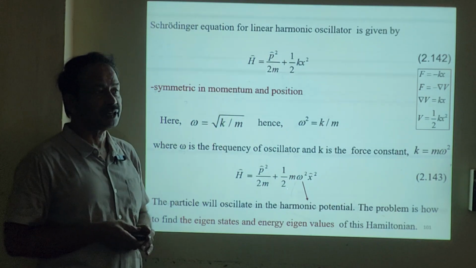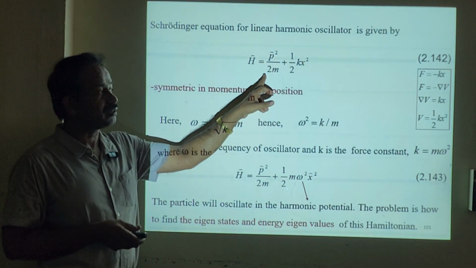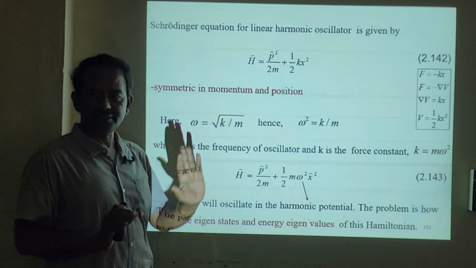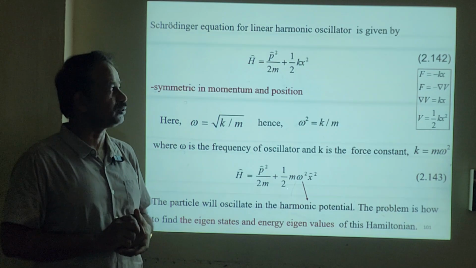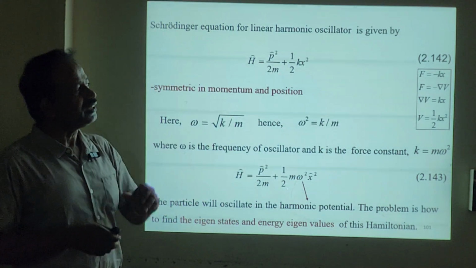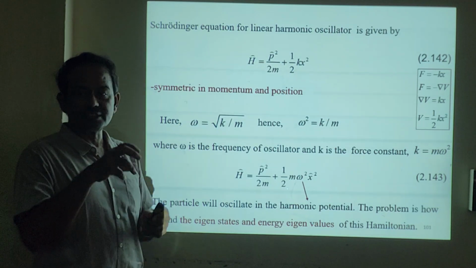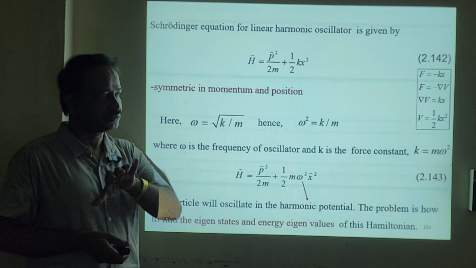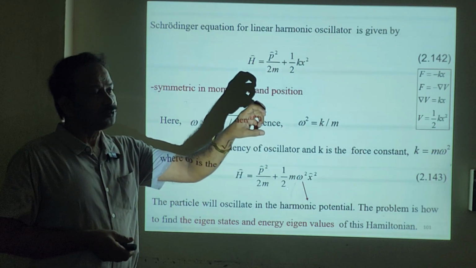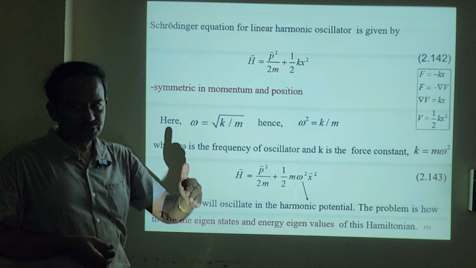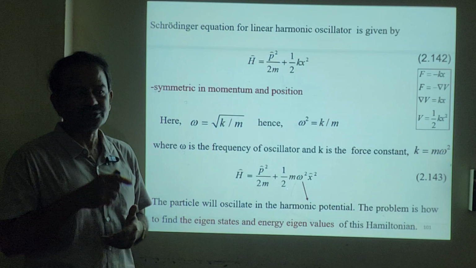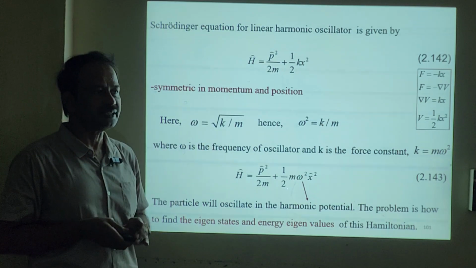You have the Hamiltonian of a harmonic oscillator, which is the combination of kinetic energy and potential energy. Kinetic energy is very simple, p squared by 2m. What is the potential energy? We have F equals minus kx, the restoring force I told you just now. When the oscillation takes place, the restoring force will keep the bob in its original position. That's why F is directly proportional to minus x. So F equals minus kx, where k is the spring constant.